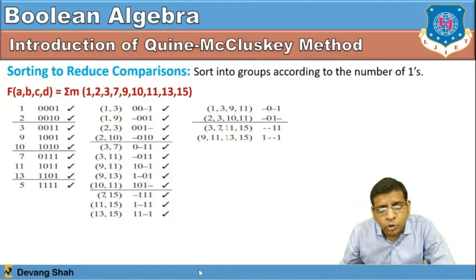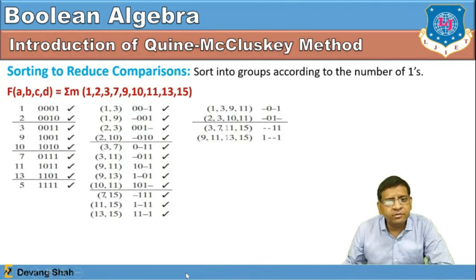Again in group number 2, column number 3: 3 7 11 15 and 9 11 13 15. So it's dash dash 1 1 and 1 dash dash 1, right? Again, further reduction may be possible, so you need to check here whether it is possible, and then you can go forward. By making this dash 0 dash 1, you are going to reduce the number of literals and the number of boolean terms, right?